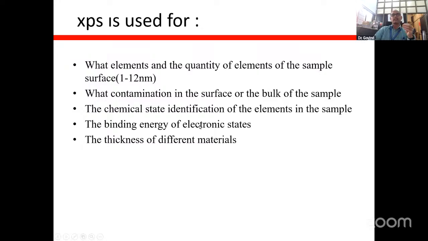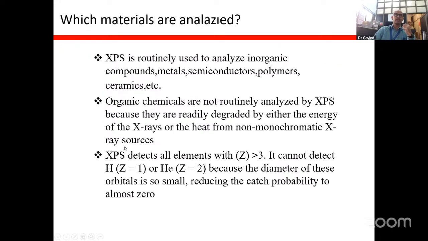Say, oxides formed on the surface, that also we can identify with this XPS technique. But before that, what kind of materials, what kind of samples we require, let's understand that. XPS is generally or routinely used for inorganic compounds, metals, semiconductors, polymers, and ceramics.